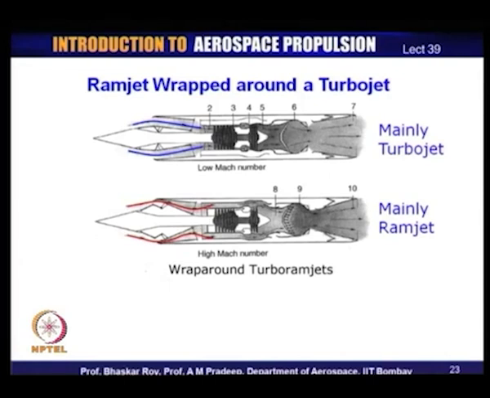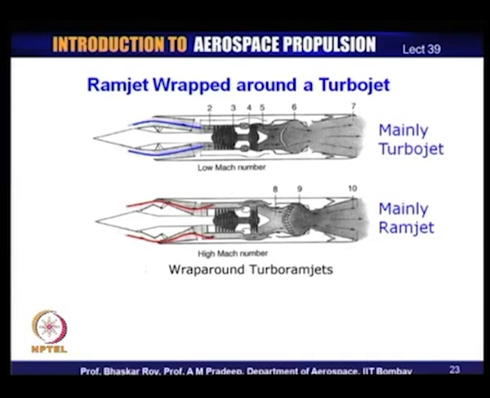When the aircraft is taking off, it mainly works in turbojet mode, and during takeoff and climb to very high altitude, it works in turbojet mode. And once it has gone to very high altitude and very high Mach number, maybe around Mach 3, then the ramjet takes over and takes it to even higher Mach numbers like Mach 6 or Mach 7.